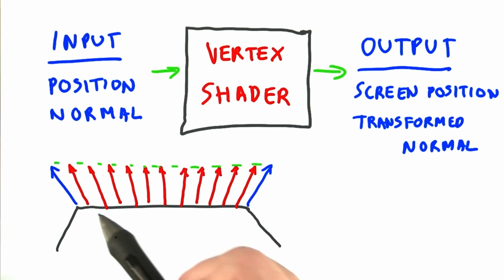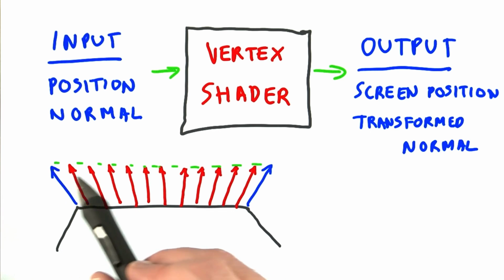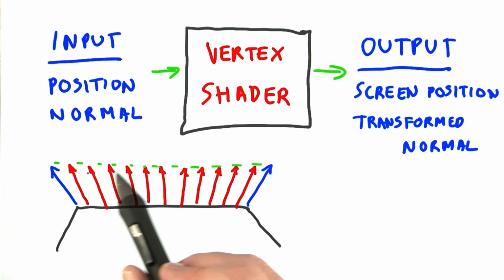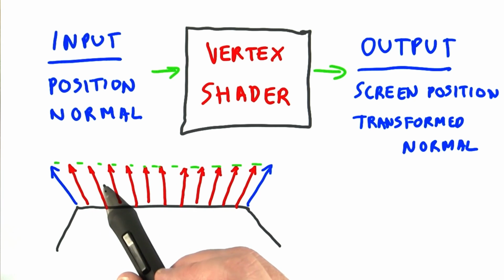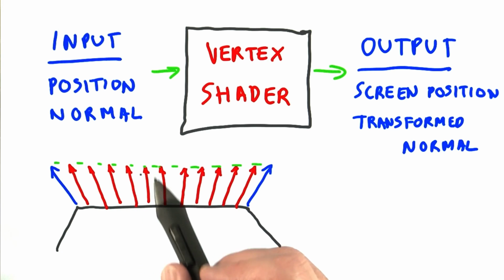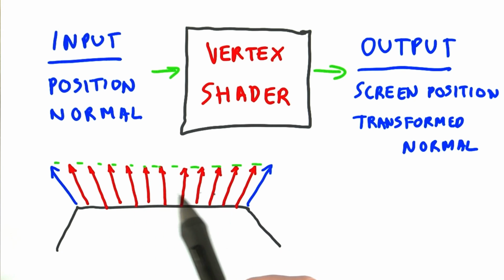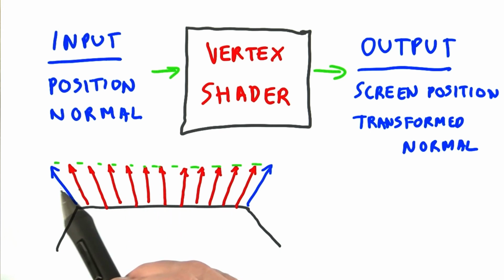I should mention one important point with normal interpolation. The interpolated normals will not be normalized. That is, their length will not all be 1. As you can see in this drawing, the interpolated normals are always a bit shorter when interpolation occurs. So each normal should be normalized before using it in the lighting computation.